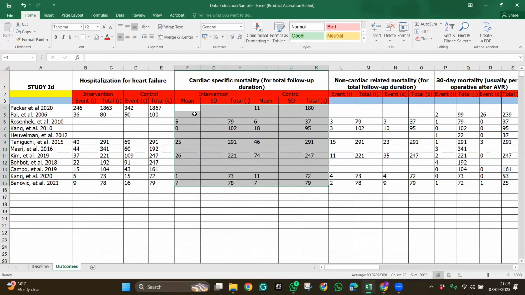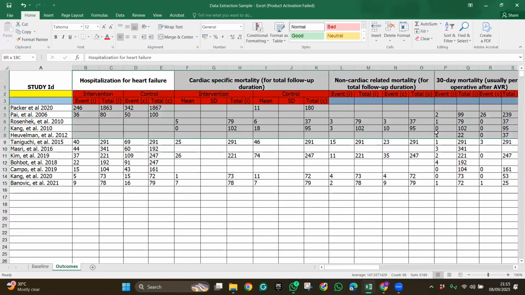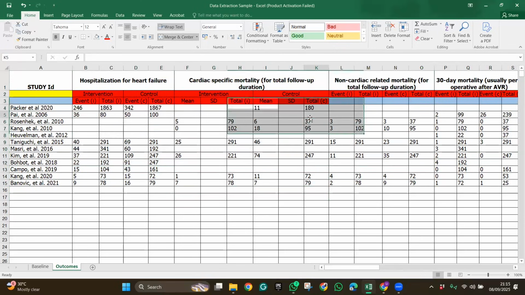If I say you have to make the format consistent, this does not mean all these outcomes have to be reported in the form of whole numbers and percentages. No, what I'm saying is that one particular outcome, cardiac specific mortality, should be reported in the same format throughout the studies. Hospitalization for heart failure should be reported in the same format throughout the studies, whether it be mean and standard deviation, or events and total, or any other format.